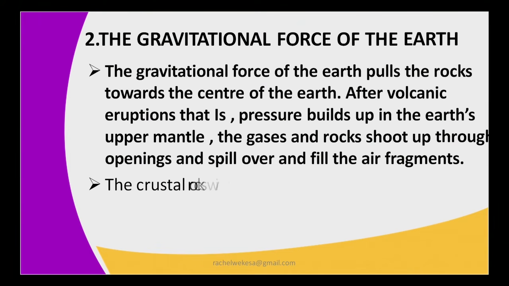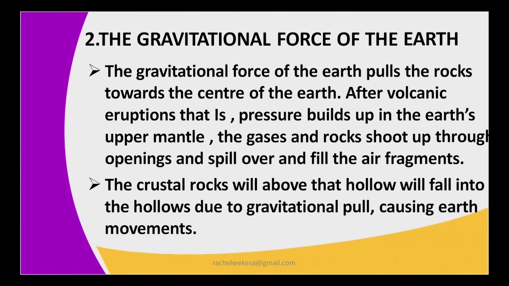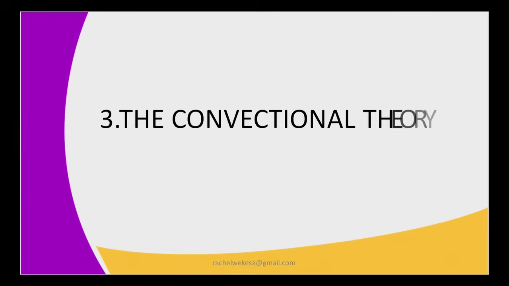After any volcanic eruption, pressure builds up in the Earth's upper mantle, and the gases and rocks shoot up through the openings and spill over and fill the air with fragments. This is expected when any eruption takes place. The crustal rocks above that hollow will fall into the hollows due to gravitational pull, causing some Earth movement. Our third cause of Earth movement is the convectional theory.